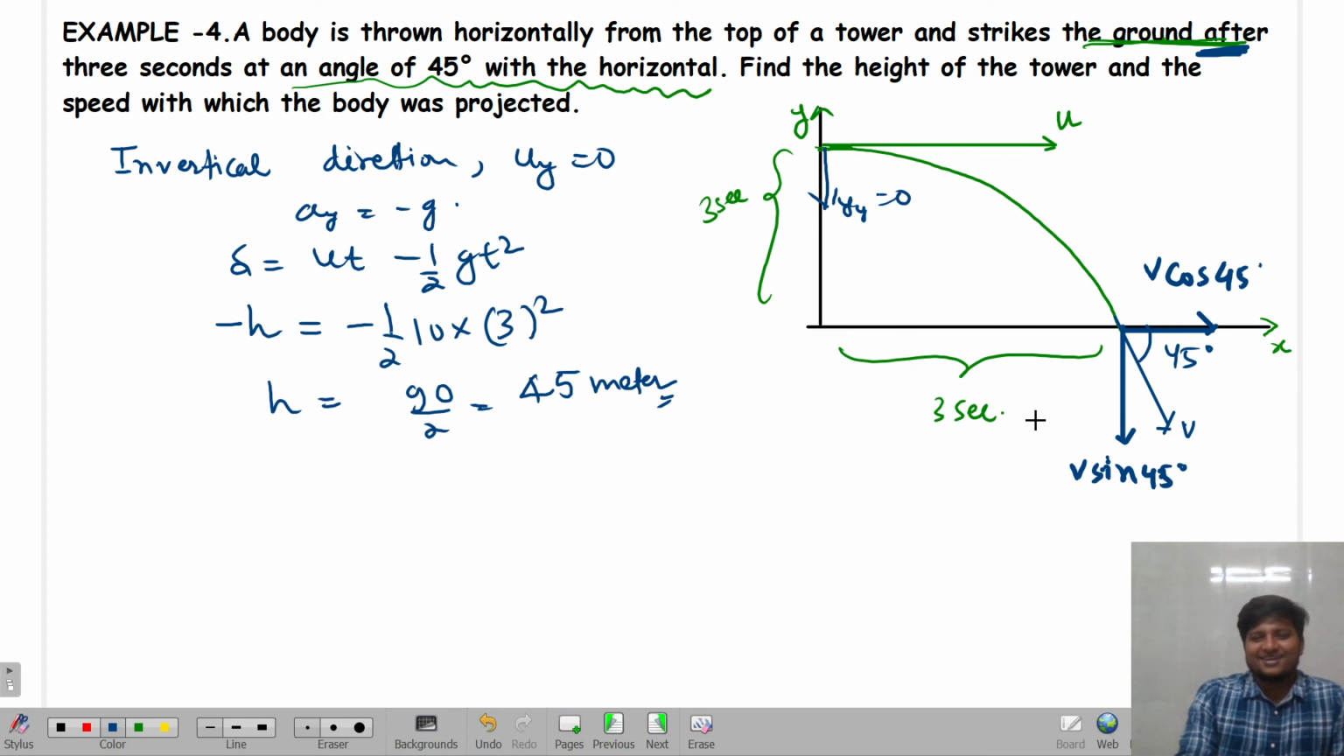Okay. Now look over here. The height of the tower is 45 meters, because you are aware of the initial velocity. Simple, yaar. These things are very, very simple. You have to think logically and fast. Be fast like me.